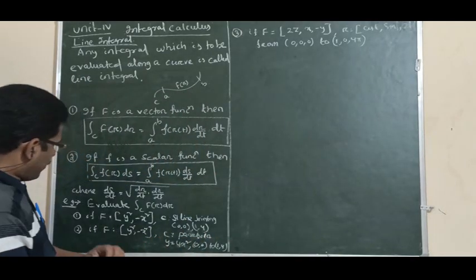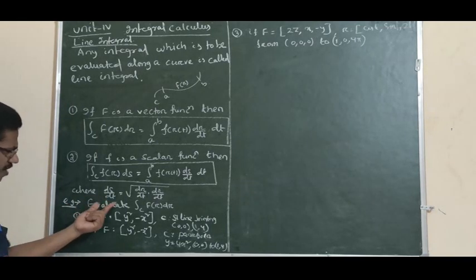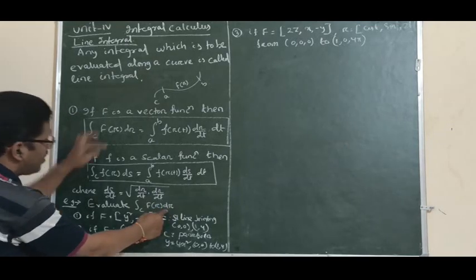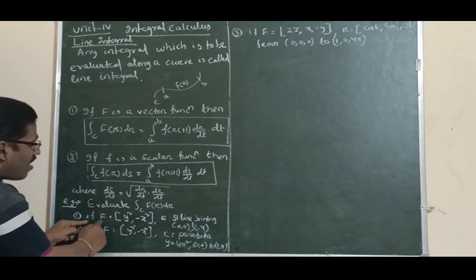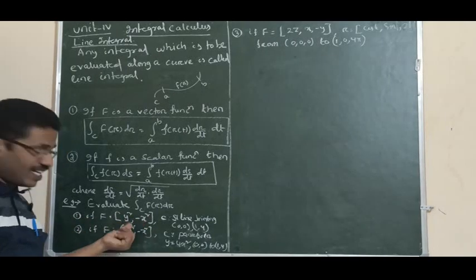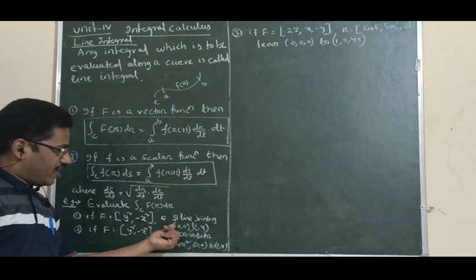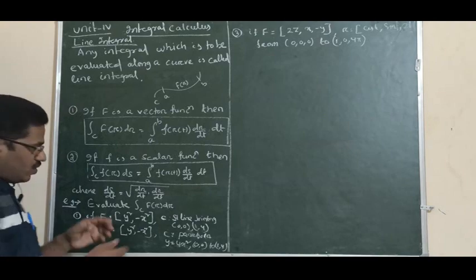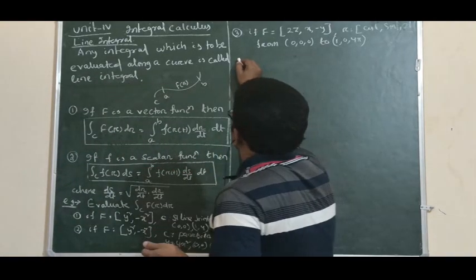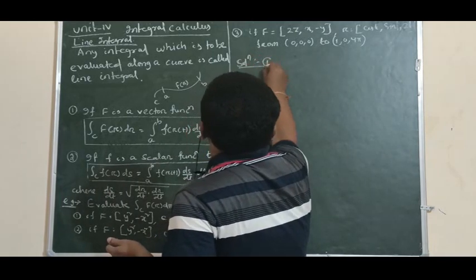So we will solve the first example. Evaluate integration over the curve C f of r dr. That means the first formula. If f is equal to y square comma minus x square, it is a vector function because it is separated by a comma, and C is a straight line joining 0, 0 and 1, 4. So this is the first problem of your book. At first I will write the solution of question number 1.